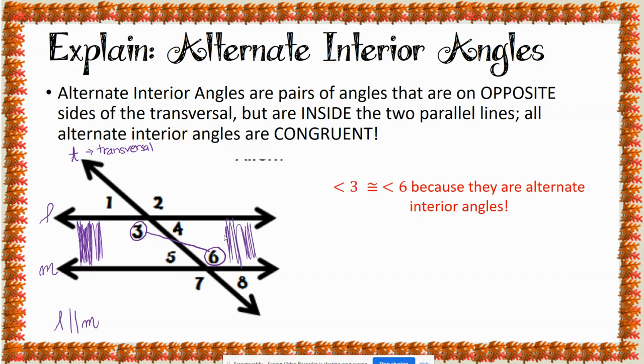What would be another set of alternate interior angles? The other set of alternate angles here is angle 4 and angle 5. I know that angle 4 is going to be congruent, that's what this symbol means, to angle 5 because they are alternate interior angles. So they are alternate interior angles because they are inside the two parallel lines, so in between them, but they are on opposite sides of the transversal and up and down from each other. So angle 4 and angle 5 are congruent.